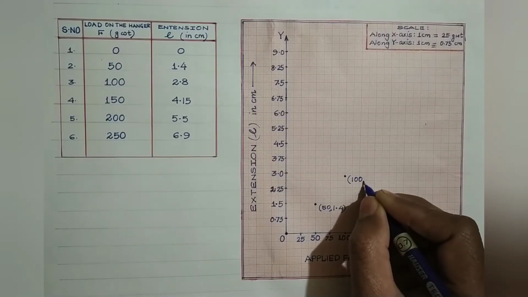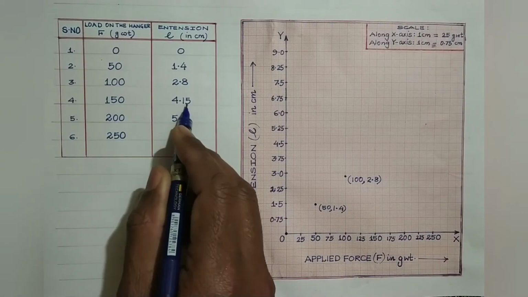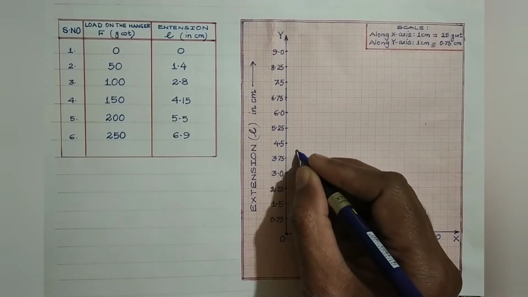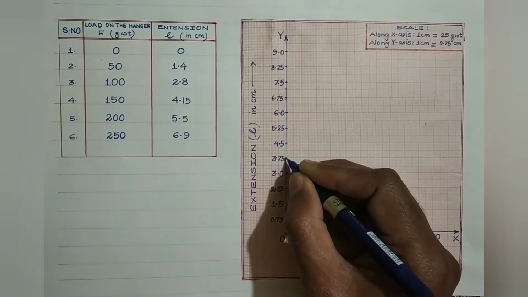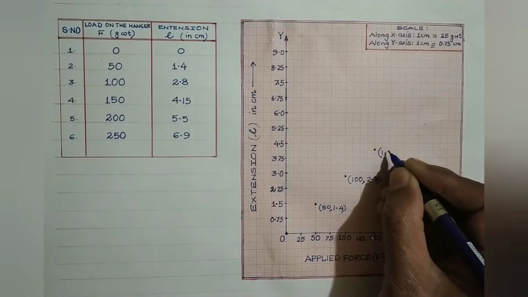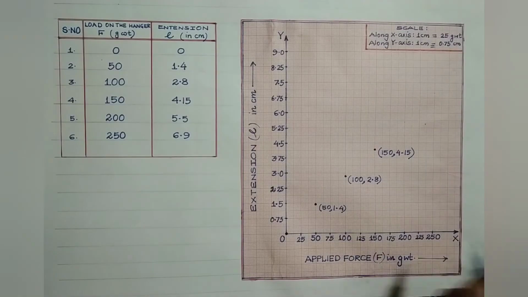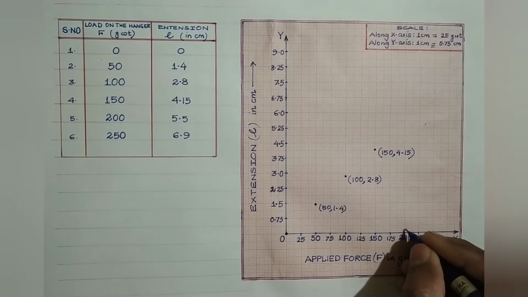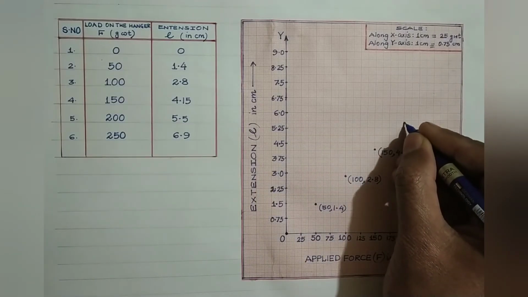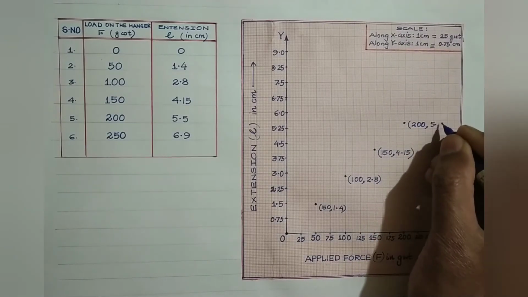So 100, 2.8. Now 150, the extension is 4.15. So corresponding to 150 gram weight, the extension is 4.15. It will be somewhere in between 3.75 and 4.5, somewhere over here. So this is 150 and 4.15. Then corresponding to 200, the extension is 5.5, somewhere over here. So corresponding to 200, the extension is 5.5.